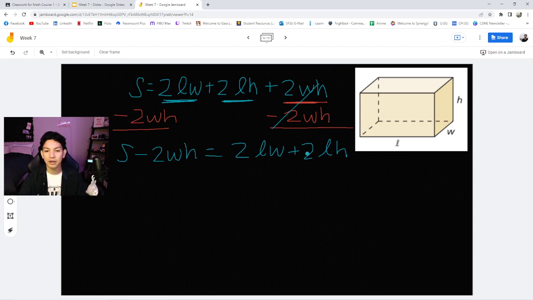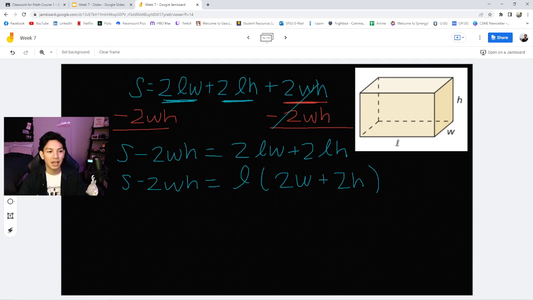Our next step here would be to factor out an L because we want to isolate L, right? If we factor out the L, it's always good to do step by step so you don't mess up like me. See, even I make mistakes. We're not perfect. So we factor out the L, and we're left with 2W plus 2H, because we took out an L from both of these.